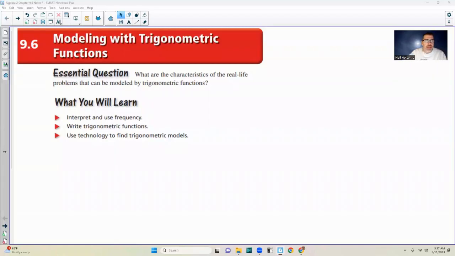Okay, chapter 9.6 is modeling with trigonometric functions. The essential question in this chapter section is, what are the characteristics of the real-life problems that can be modeled by trigonometric functions? What you will learn in this chapter section is how to interpret and use frequency, write trigonometric functions, and use technology to find trigonometric models. So let's take a look at example one.